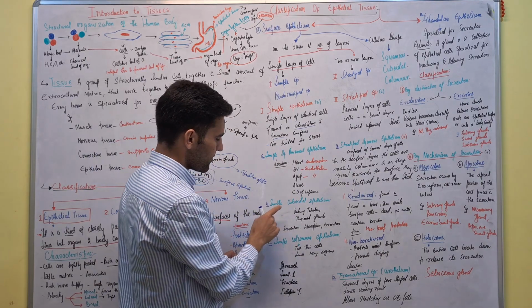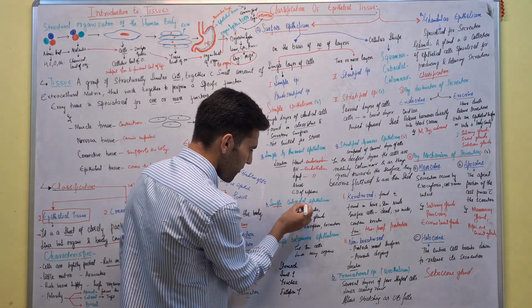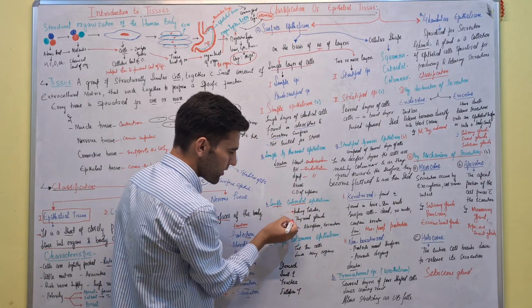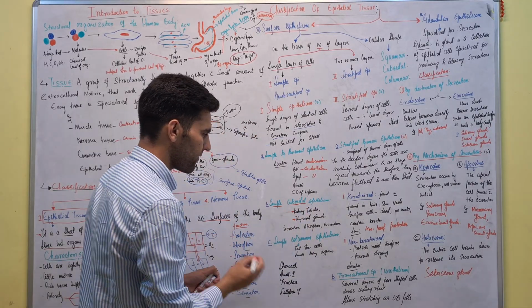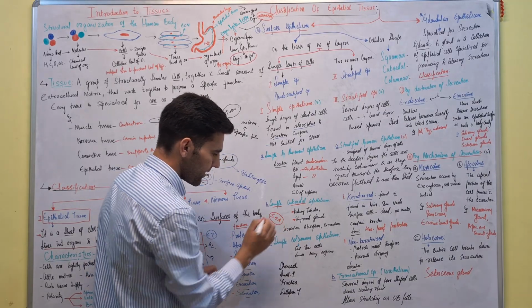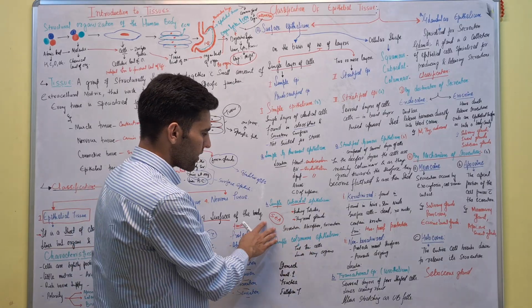Coming to the second, that is simple cuboidal epithelium. That is, it is a single layer of cells but cube shaped cells. Where is it found? It is found in kidney tubules and in thyroid glands. What is the function? Remember, C: that is secretion, excretion, and absorption. So this is the second type.